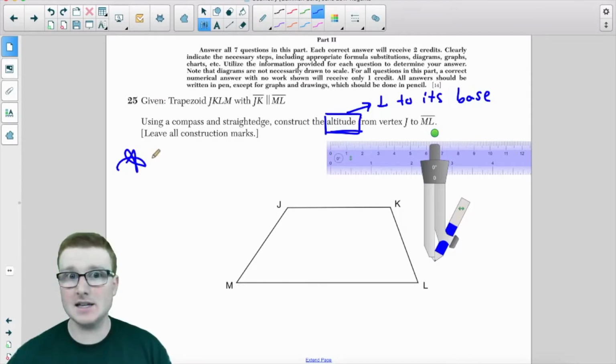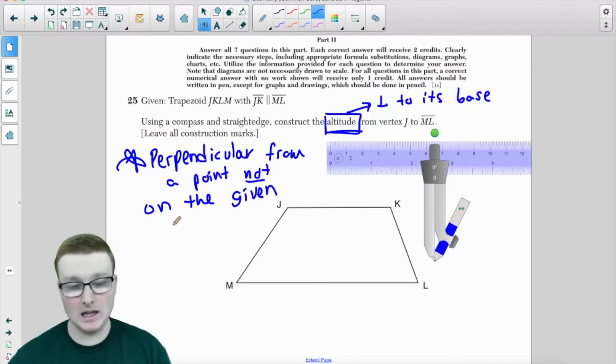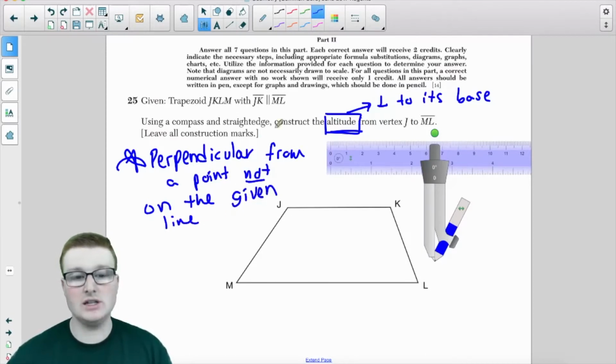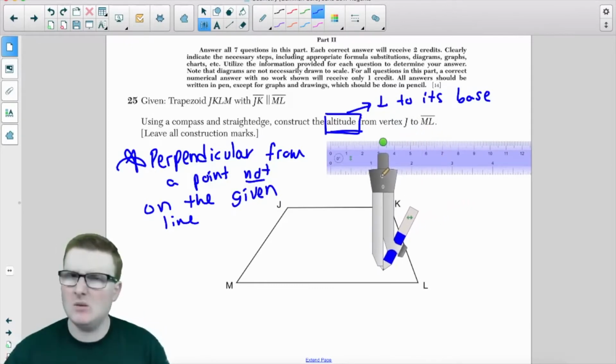This is a classic example of a perpendicular line, drawing a perpendicular from a point not on the given line. The given line in this case is ML, so we need to construct a line that's perpendicular to ML from point J. Well, how do we do that?